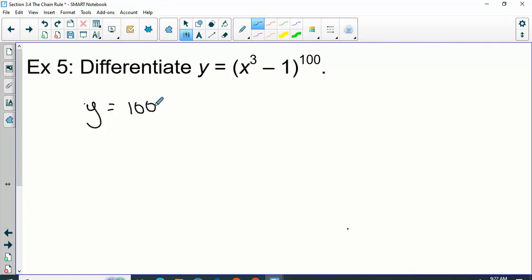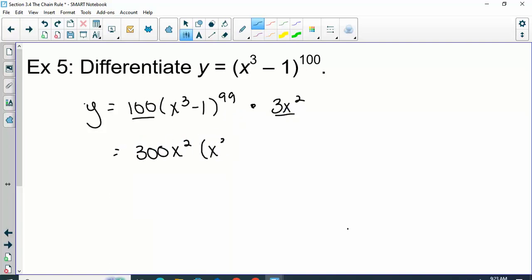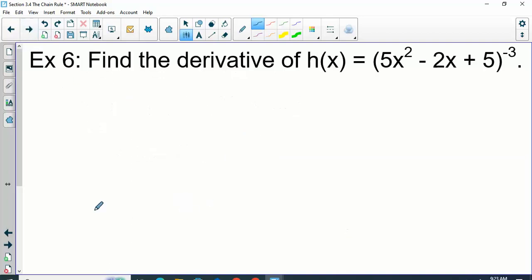So 100 comes down, inside stays the same, subtract 1 from the power, times the derivative of the inside, which is 3x squared. So you could go ahead and multiply those. So you get 300x squared times (x cubed minus 1) to the 99. Get that one? Good. Example 6.